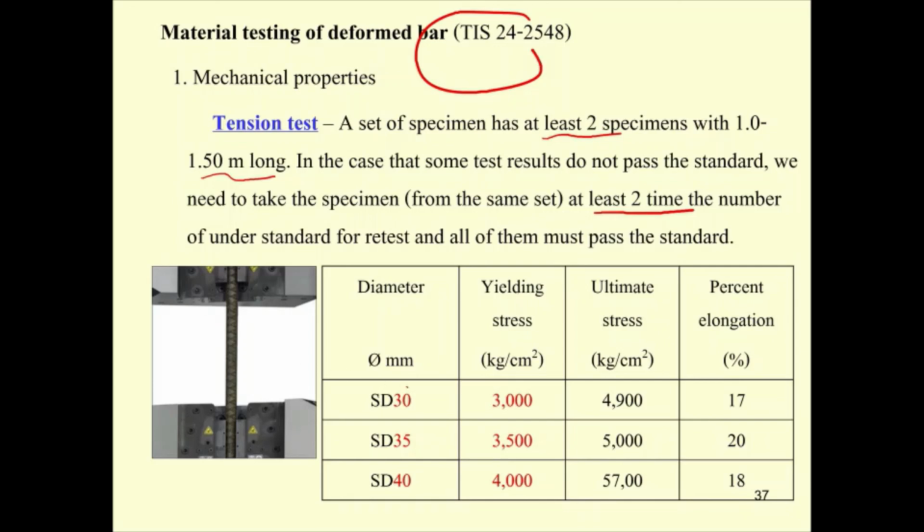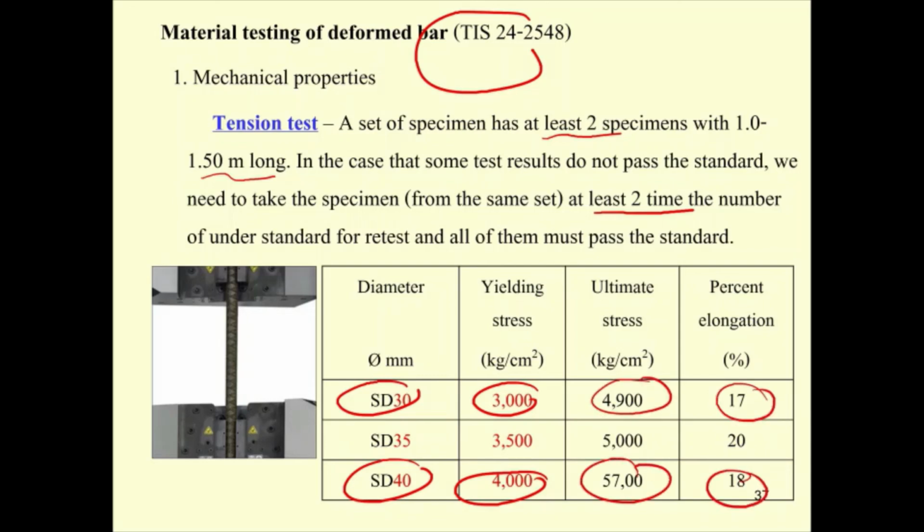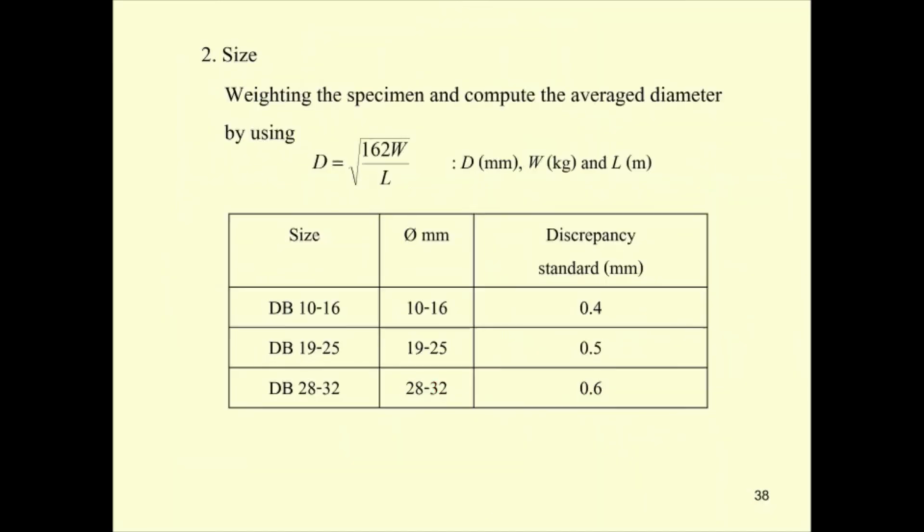SD30 sets the yielding at least 3000. SD40 has yielding stress at least 4000, and it's going to follow the ultimate and the percent elongation like this. If one of these properties doesn't pass, you got to reject it. Okay, you should not accept it. Okay, next we're going to check the size. The rebar is hard to check for size because the deformed bar has lugs.